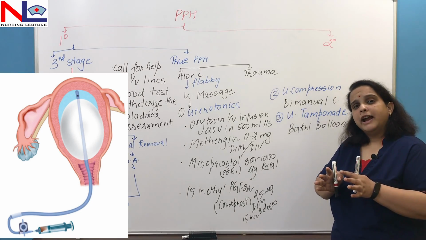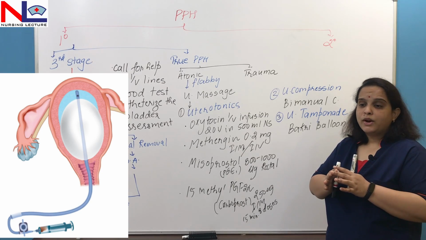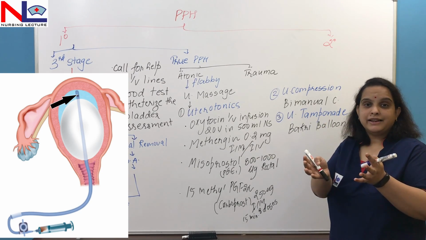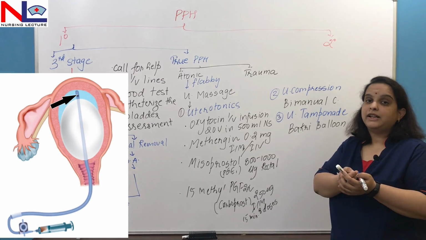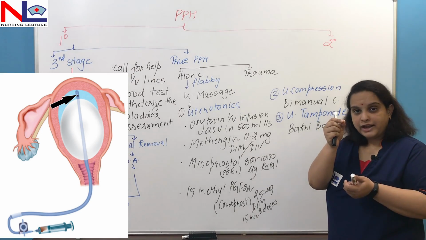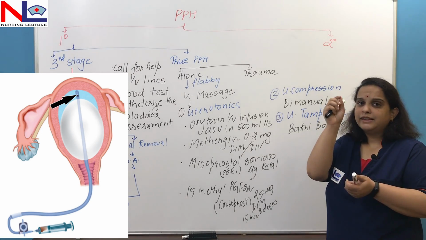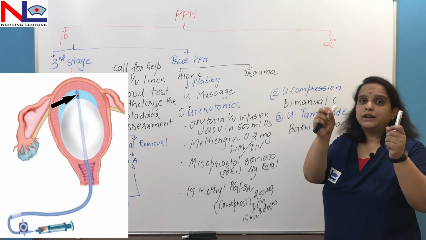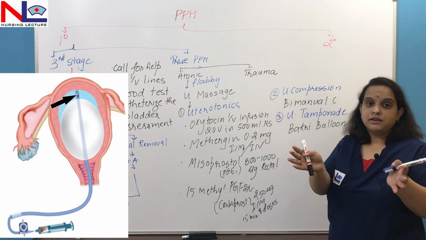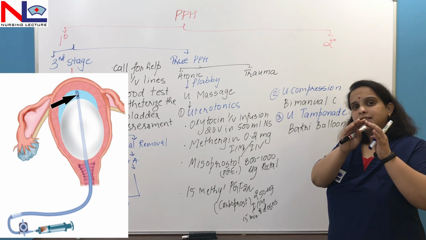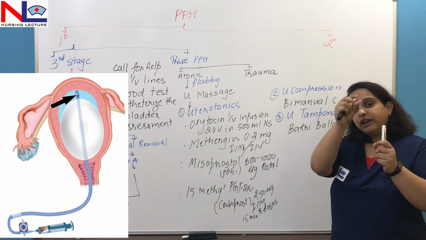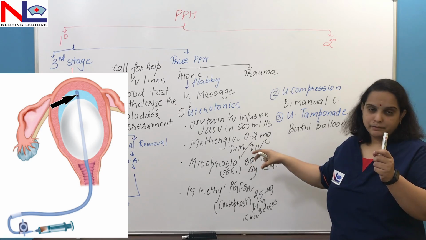There is one advantage of the Bakri balloon. Once it is filled with normal saline and occupies the whole uterine cavity, a draining tube also rests in the uterine cavity, and that will not allow any blood to collect in that space. So if there is still any bleeding, this draining tube allows the blood to escape out.